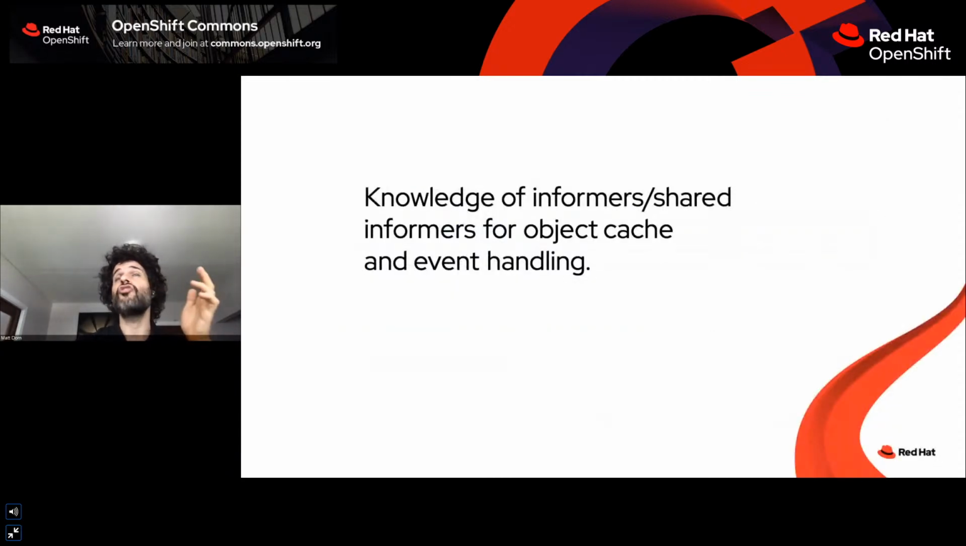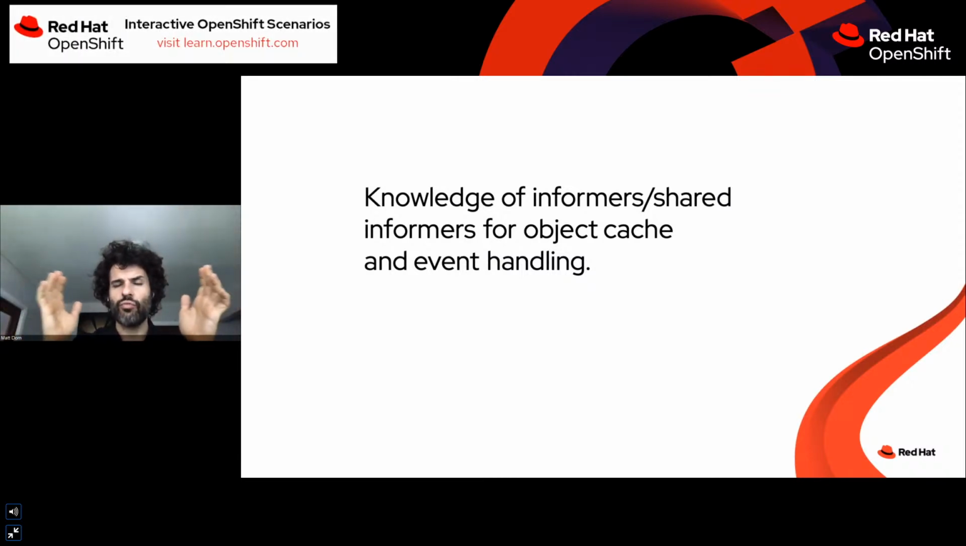You have to have knowledge of informers and shared informers for object cache and event handling. I mean, think about this. You have tons of controllers running in a Kubernetes environment, even without operators. They all utilize caching to ensure that they don't overwhelm the API server. So for years, you had to set up your own kind of cache handling in your controller when you built one from scratch. And it's a little overwhelming to wrap your mind around when you're doing it for the first time.